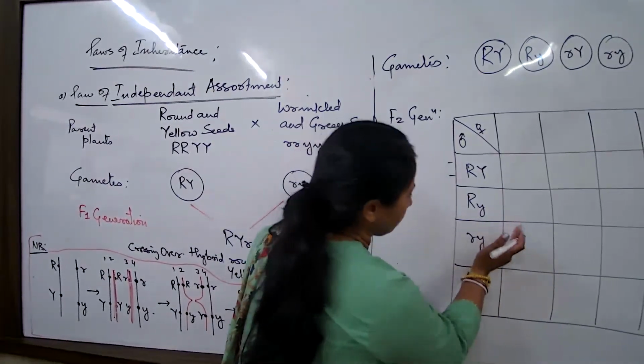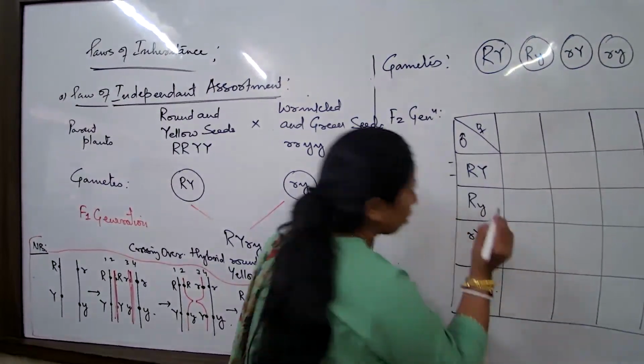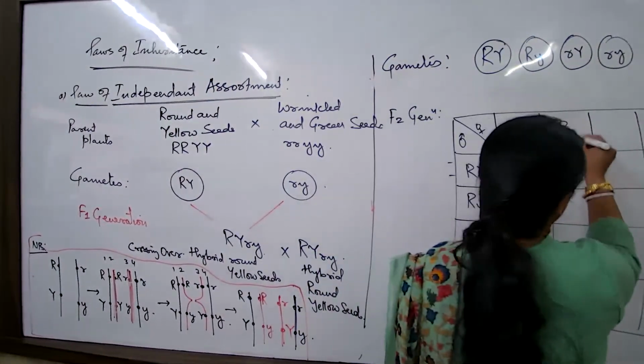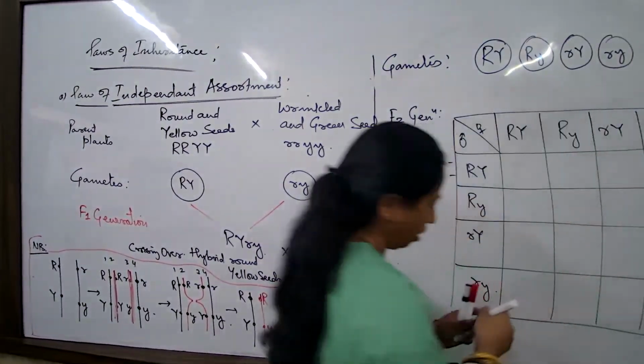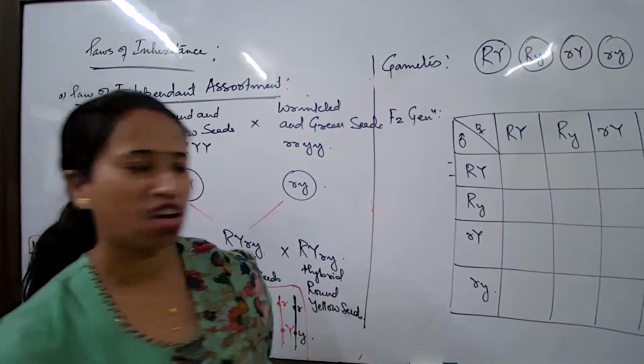And small r, capital Y, small r, small y. I write this side also. Don't talk, finish your work. Capital R, small y, small r, capital Y, small r, small y. So we had written down both the sides, gametes of both the parents.